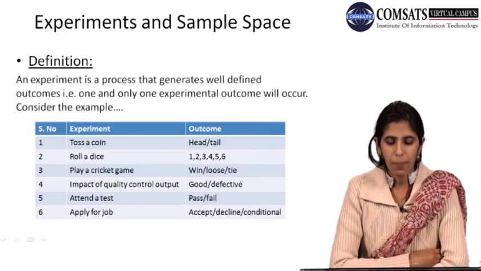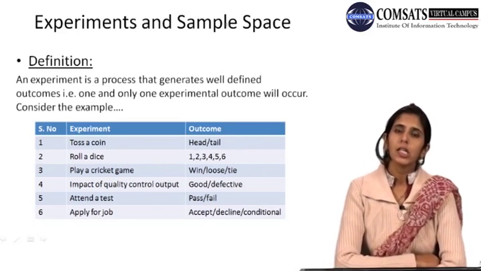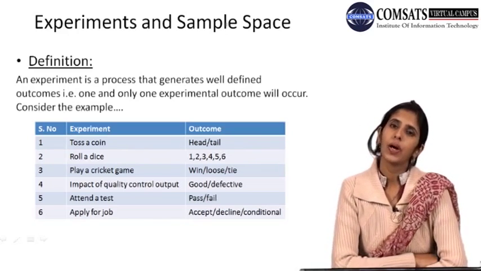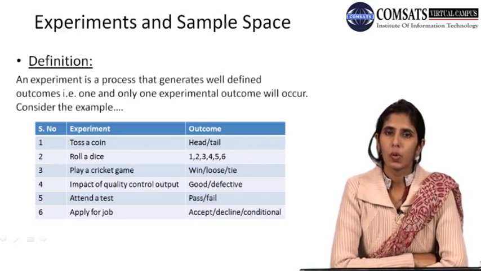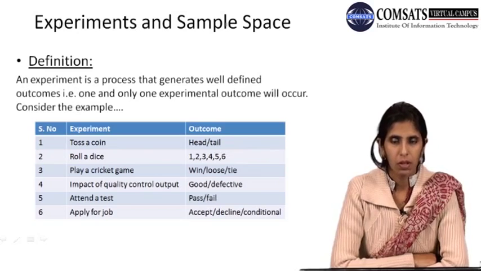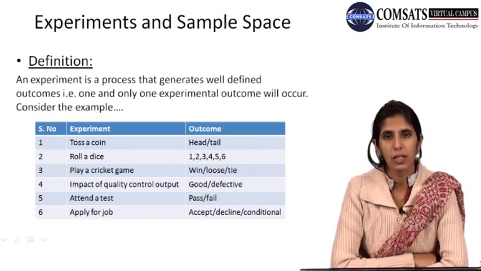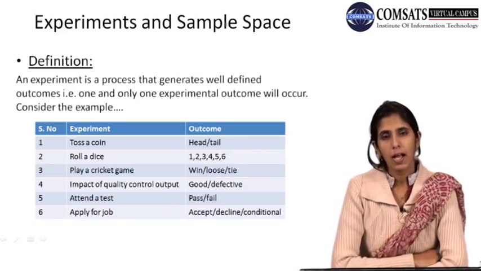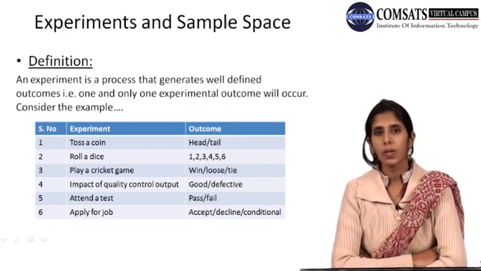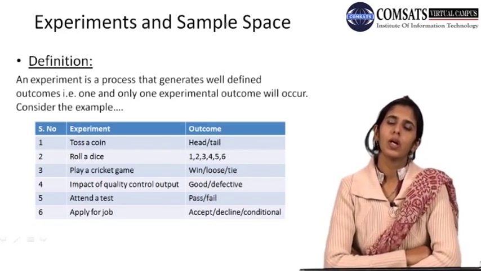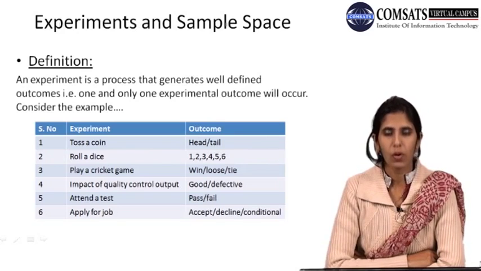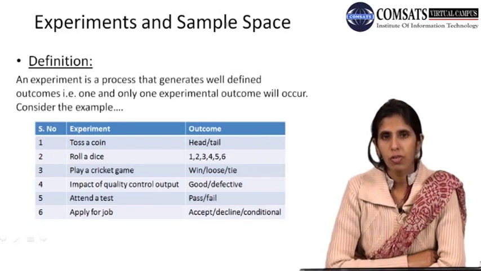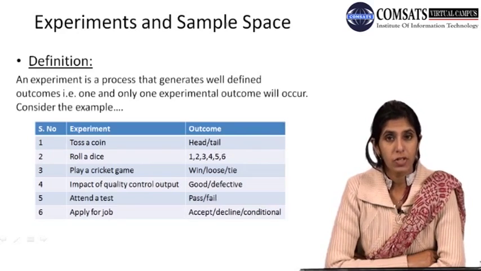Then another type of experiment is the quality control output. If you are conducting a quality control examination, or you're assigned any kind of task, and you are about to describe what level of quality is lying in this activity or in this particular project, it will either be good or defective. It is either up to the mark or not up to the mark. If not up to the mark, then certain measures can be adopted to make the quality up to the mark, right? But if it is good and undoubtedly fine, then there is no need to repeat the experiment again. But again, the experiment has generated one outcome.